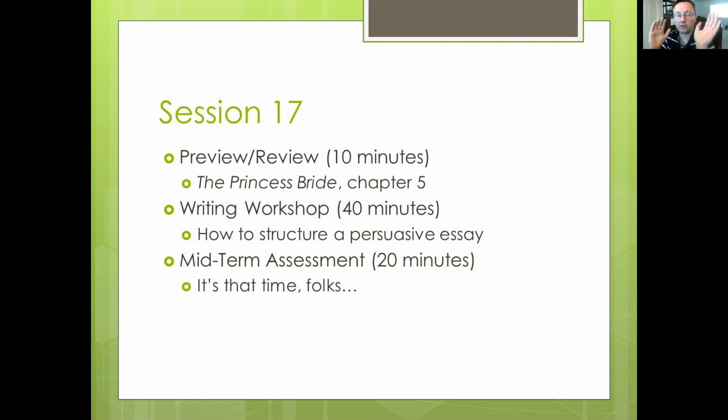Then we're going to have a short or miniature writing workshop today, in which I set up how to structure a persuasive essay, which is the next step in the process. We've introduced it. This week we're doing a little bit of research on it, and we're going to talk about that today. And then I want to wrap up with just talking to some of you about the midterm assessment, because midterms are upon us.